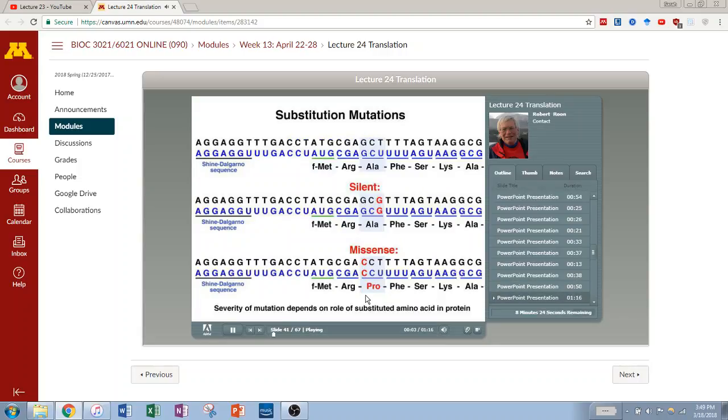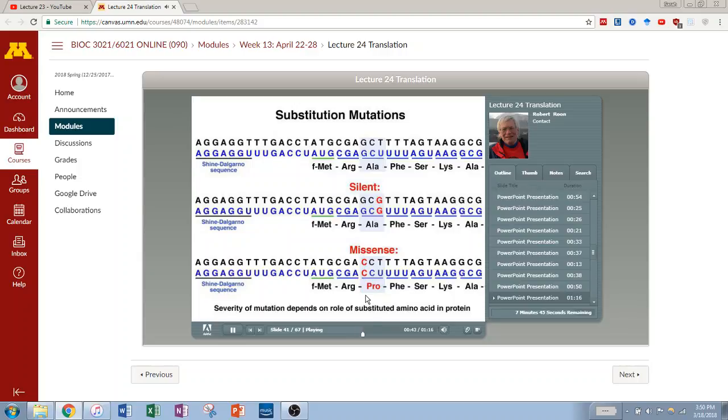Here are two examples of what can happen when a substitution mutation occurs in DNA. The upper panel shows the normal DNA in black, its messenger RNA in blue, and the corresponding amino acid sequence, again in black. The middle panel shows what happens when a substitution mutation causes the T in the GCT alanine codon to be replaced with a G. The result is that the codon becomes GCG in the RNA. However, that triplet still codes for alanine, so there's no change in the protein sequence. This is called a silent mutation because the DNA and RNA are changed, but the protein isn't altered.